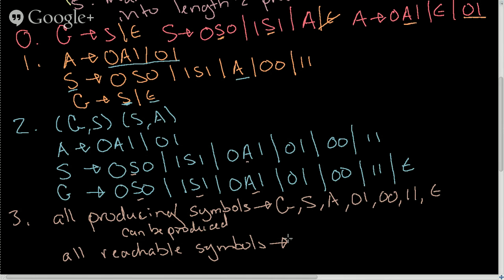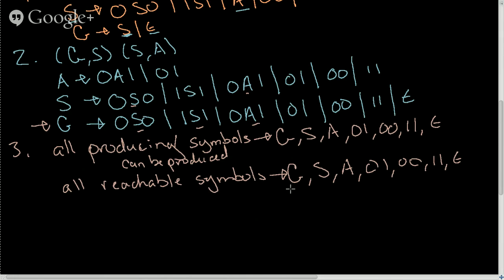All of the reachable symbols is when you start at the start symbol, which is G, where can you get to? So we can obviously reach G because that's where we start. We can get to S. We can get to A. We can get to 01. We can get to 00. We can get to 11, and we can get to epsilon. And same for this. So if we use G to get to S, we can get to S, we can get to A, we can get to 01, we can get to 00, which are all in there. If we use G to get to A, we can get to A, and we can get to 01, which are all in there as well.